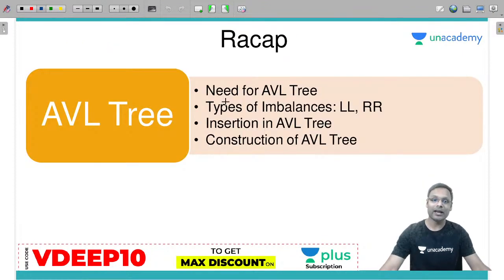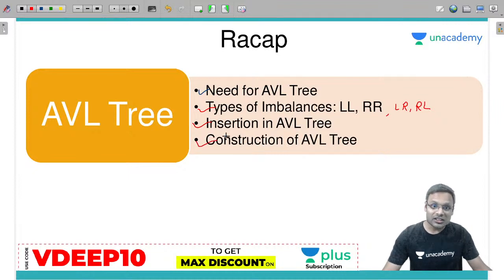Till now, what we have seen in AVL tree: why AVL tree is needed, then types of imbalances, these LR and RL also done. Then after that, I have told you how to insert an element and construction of AVL tree.